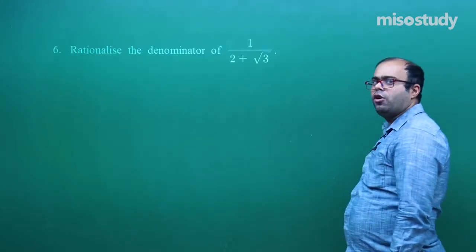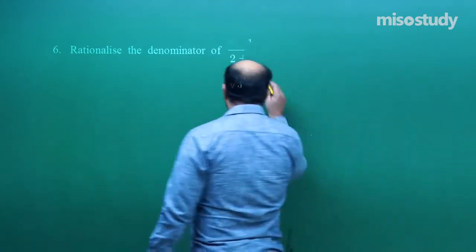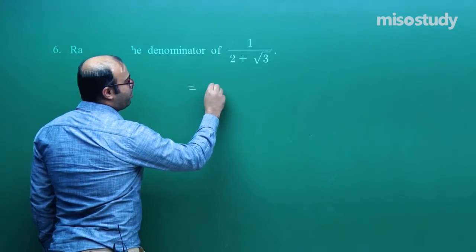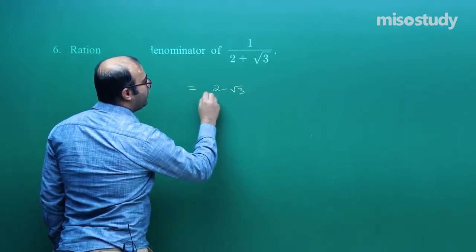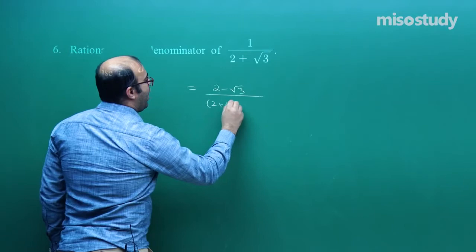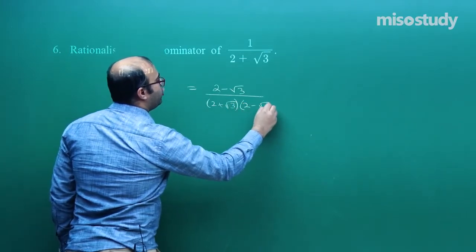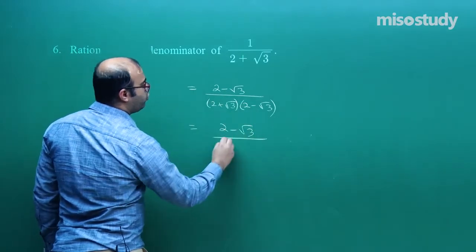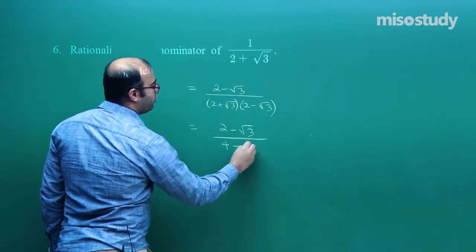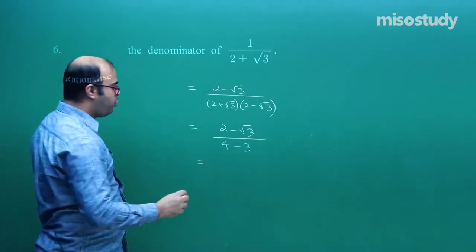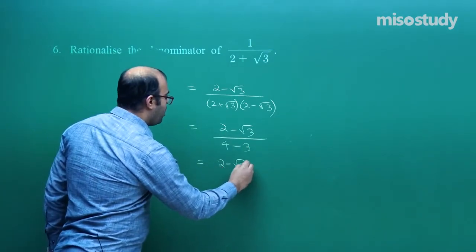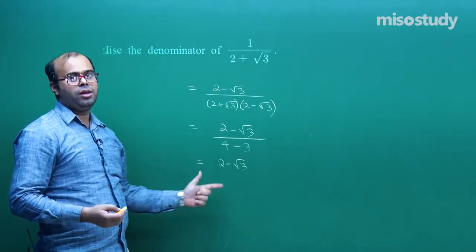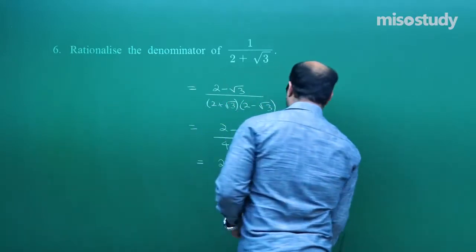Rationalize the denominator of 1 by 2 plus root 3. So, right now the denominator is irrational. What do we do in such a situation? You remember, we multiply by 2 minus root 3 in the numerator, and we multiply by 2 minus root 3 in the denominator. So, the numerator becomes 2 minus root 3 and the denominator becomes 2 into 2, 4, minus root 3 into root 3, 3, that is the a square minus b square formula. So, this will become 2 minus root 3 upon 1. So, this is what we say, that this number is equal to this number, where we have rationalized the denominator.